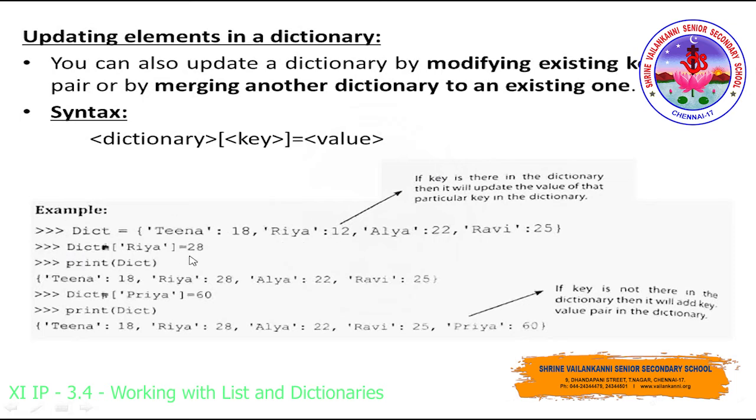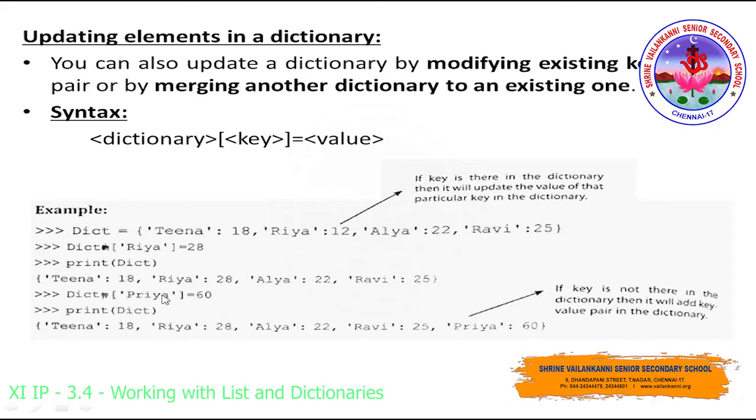So if I give dict of Ria equal to 28, what will happen? This 12 will be replaced by 28. And if you give print of this particular variable dict, see here, that change will be reflected over here. You got it? Even you can change the values by using the key, as I have told you.